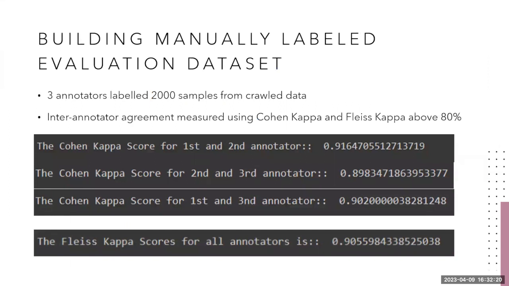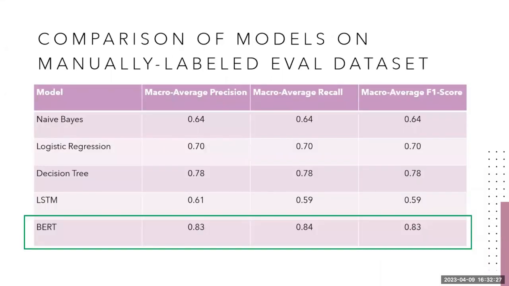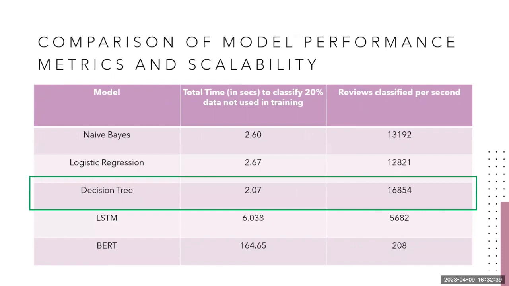Three annotators labeled it, and the Cohen and Fleiss kappa scores were around 0.9. The models we trained and evaluated on that dataset are shown here, along with the macro average precision, recall, and F1 score. BERT produces the best classification results with an F1 score of 0.83. As for the model performance metrics and inference speed, decision trees have the highest number of reviews classified per second and thus are the most scalable too.